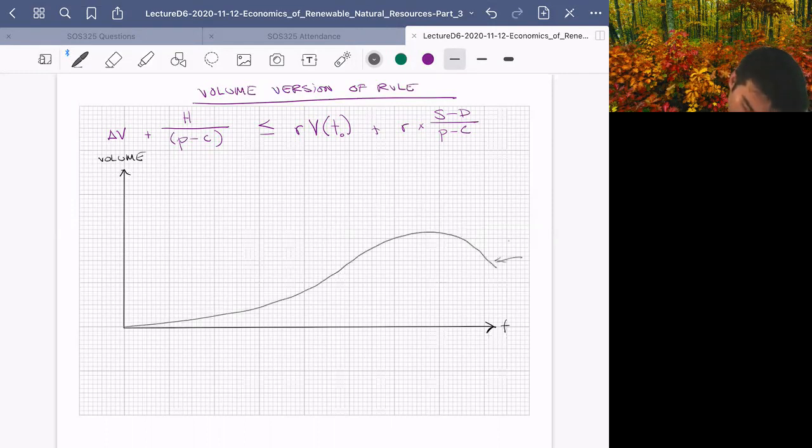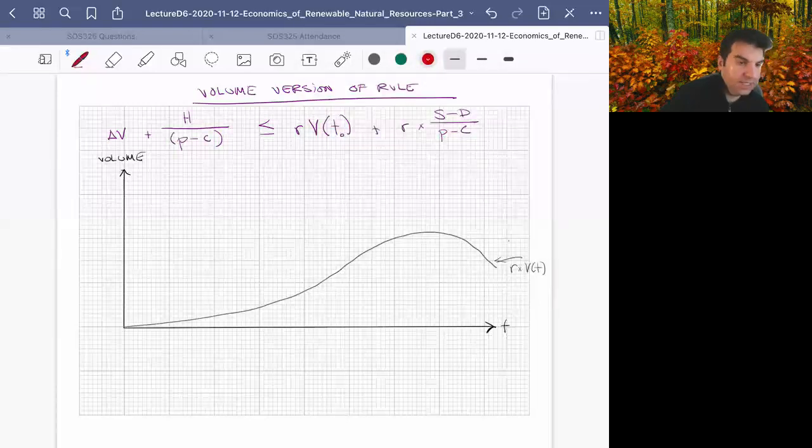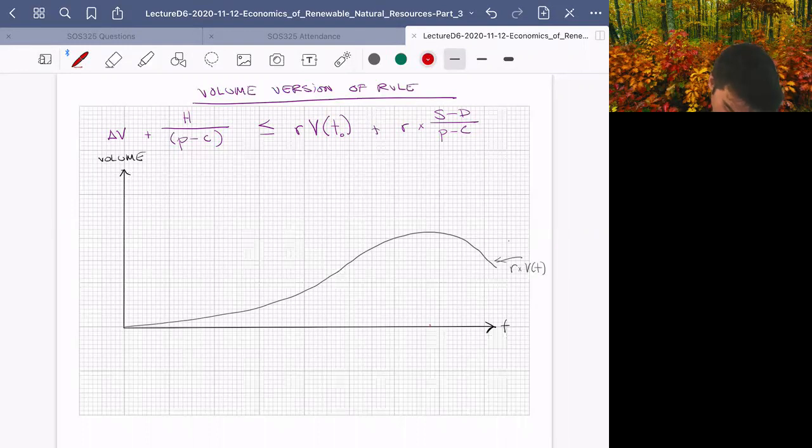So that right there is the Wicksell rotation, R times V of t. And then I will draw my delta V curve, and I'm going to make sure that my delta V curve hits 0 right here where that RVT hits its max. And so that looks something like this.